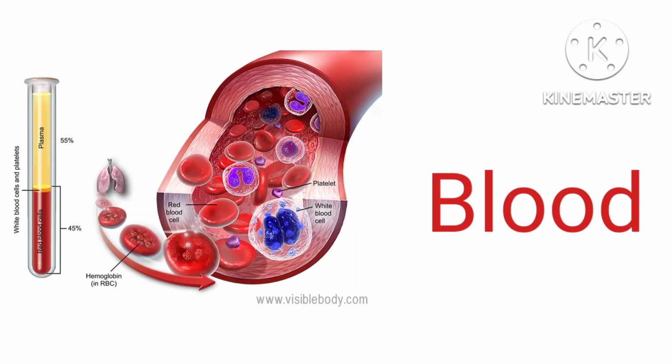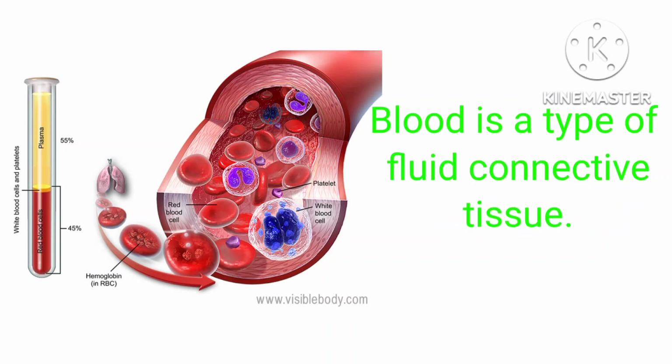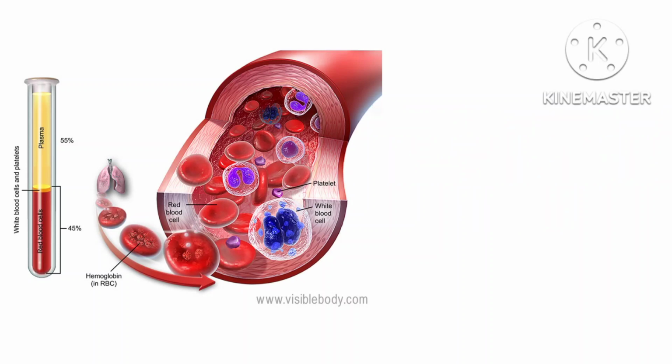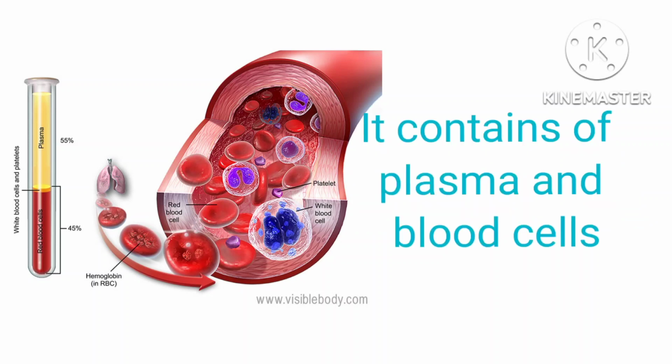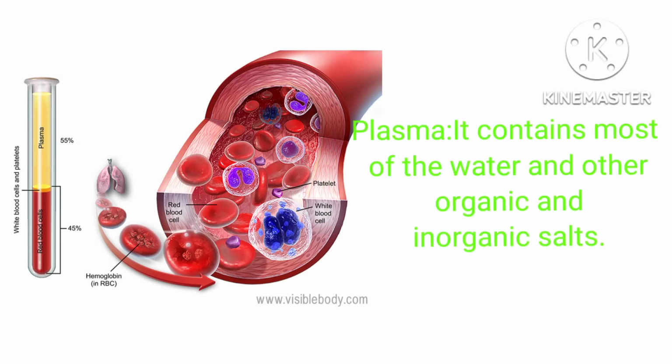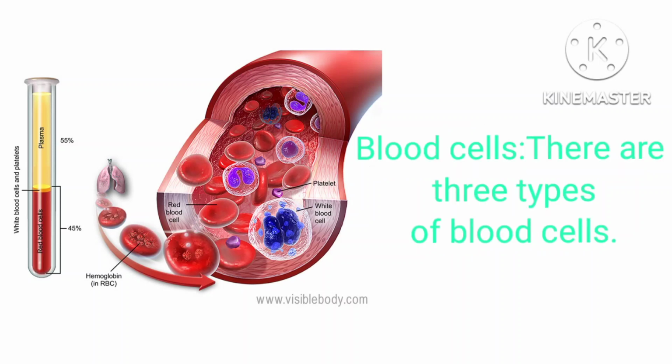Blood. Blood is a type of fluid connective tissue. There are no fibers in blood. It consists of plasma and blood cells. Plasma contains most of the water and other organic and inorganic salts. Blood cells. There are three types of blood cells.